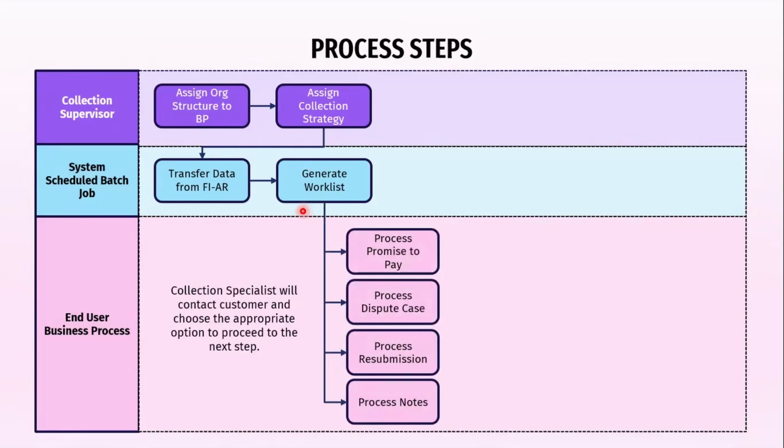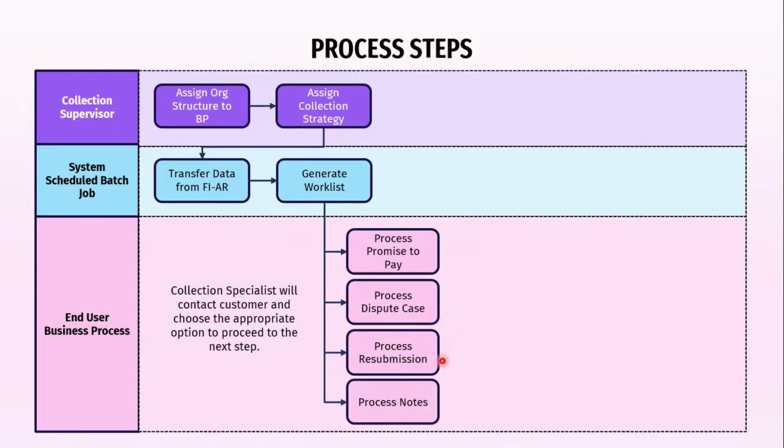Now, once the work list is generated, the specialist can choose the appropriate option to proceed to the next step. So they will communicate with the customer on a regular basis, and they will perform the activities in the collections management module. If the customer is committing to pay for certain invoices, they are committing a timeline, so they will create a promise to pay. If the customer is not agreeing to pay and they have some particular reason for it, either it could be damaged goods or late deliveries, it could be anything, but the customer is not agreeing to pay for certain invoices, then we create a dispute case.